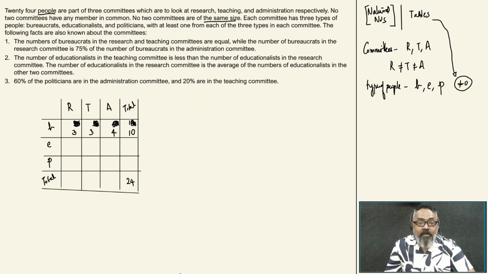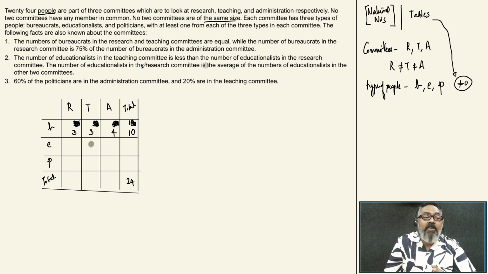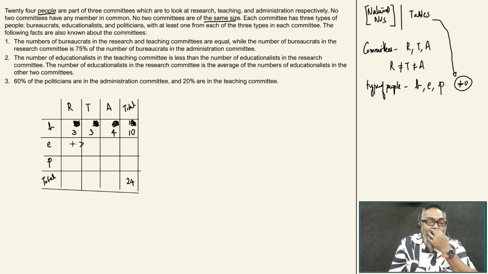Okay. So, next one. The number of educationalists in the teaching committee is less than the number of educationalists in the research committee. This value is less than this value, or RE is greater than RT. Okay, so this is less than that, or that is greater than this. So we just put it like this. Say, okay, this has to be greater. Whatever the value is, it has to be greater than this.